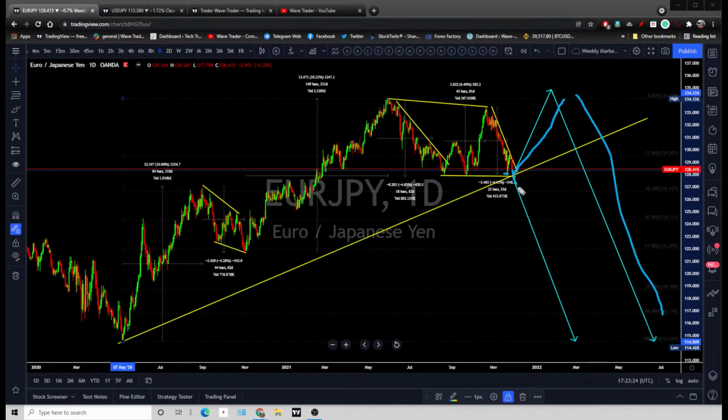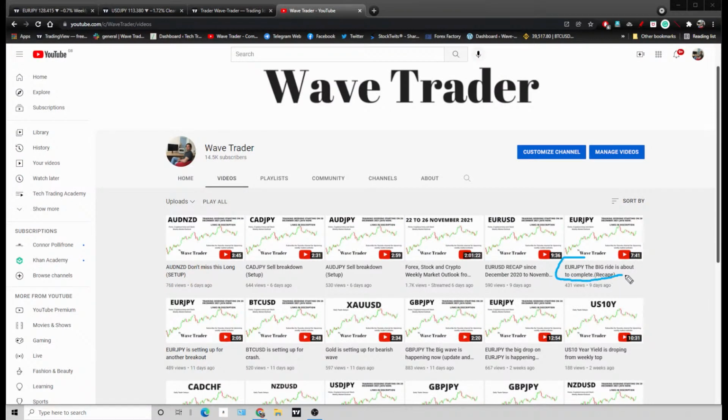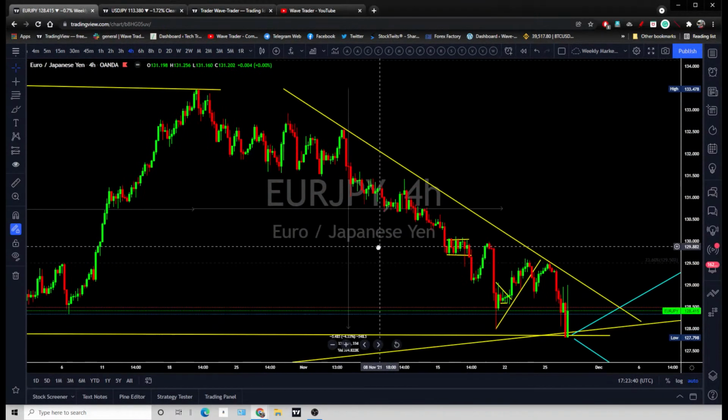Or continuation. Okay, so that's the reason you see over there the Euro Yen big ride is about to complete. We still may see another leg higher, but we don't have price action for that. Price is trying to hold.